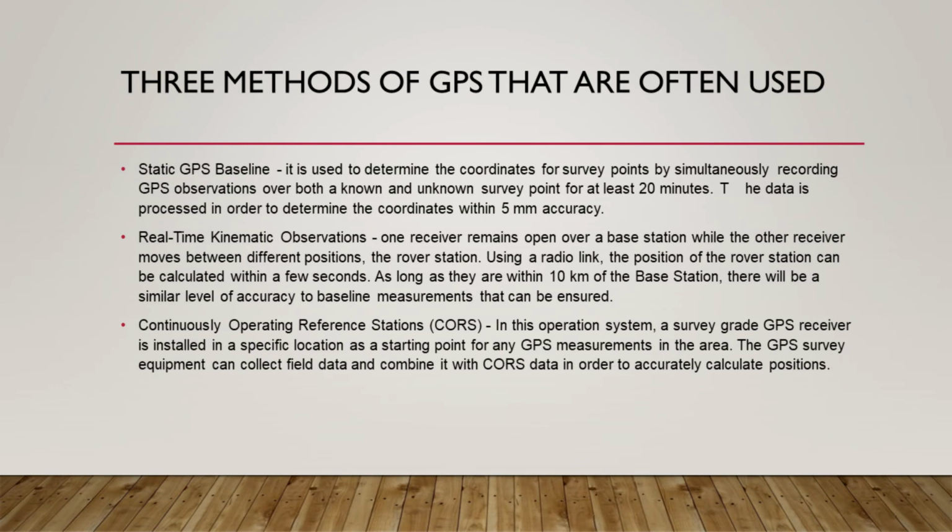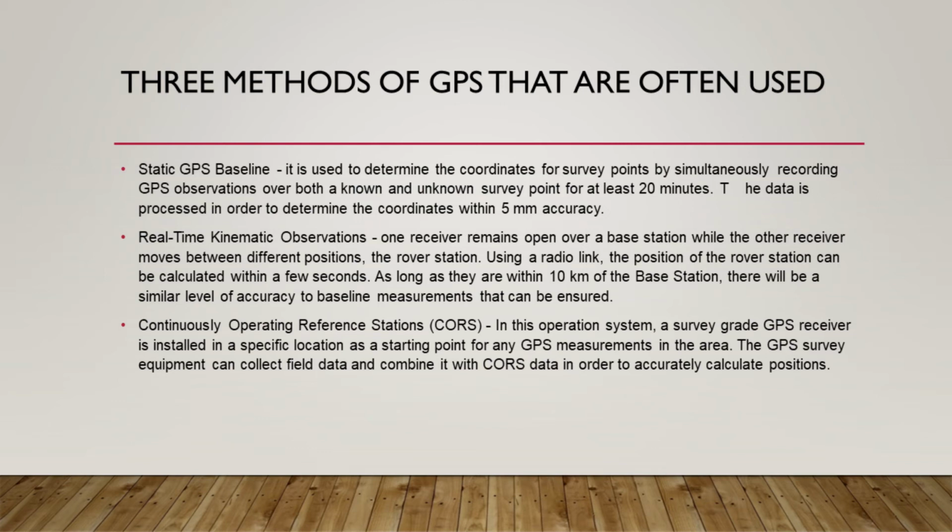There are 3 methods of GPS measurement that are often used. The first one is the static GPS baseline. It is used to determine the coordinates for survey points by simultaneously recording GPS observations over both a known and unknown survey point for at least 20 minutes. Lastly, the data is processed in order to determine the coordinates within 5 mm accuracy.